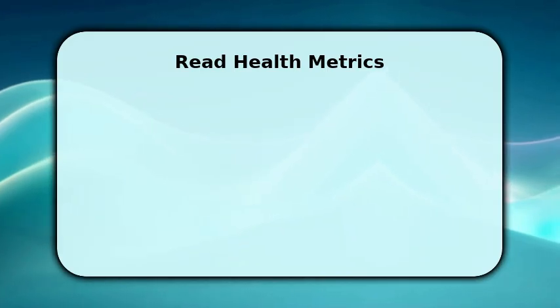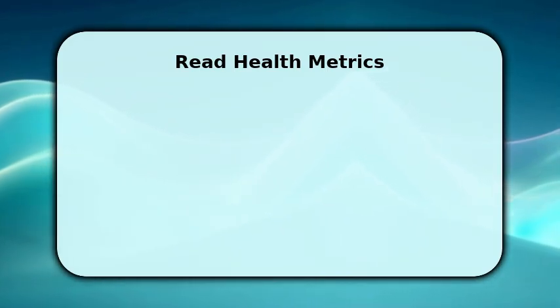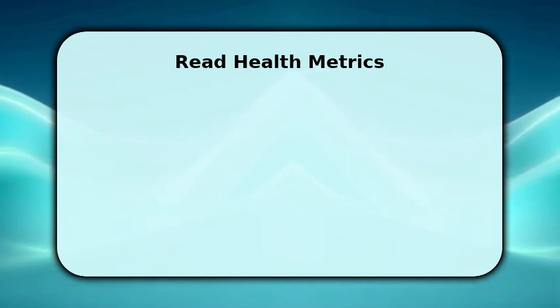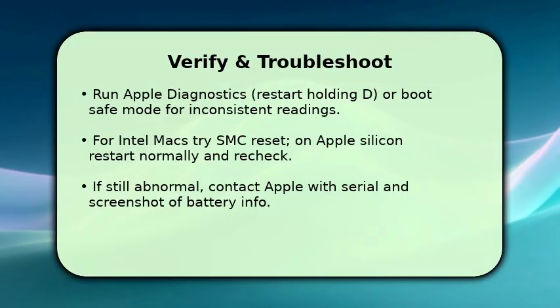Once you have both numbers, compare them. Under about 80% or a cycle count near the rated limit means replacement or service is likely warranted. Finish by verifying the readings with a quick diagnostics check.